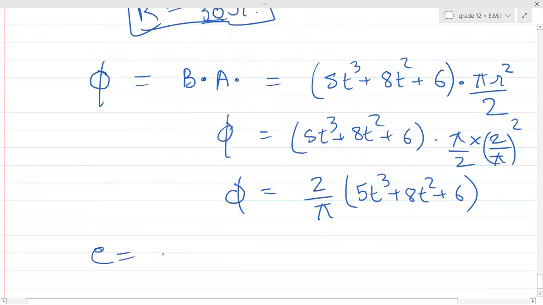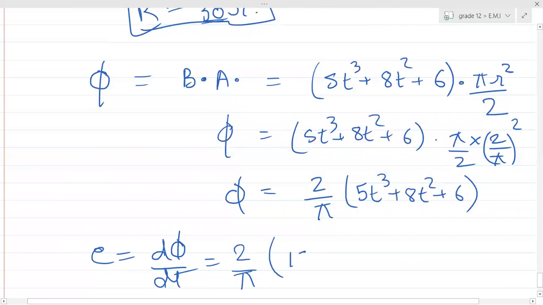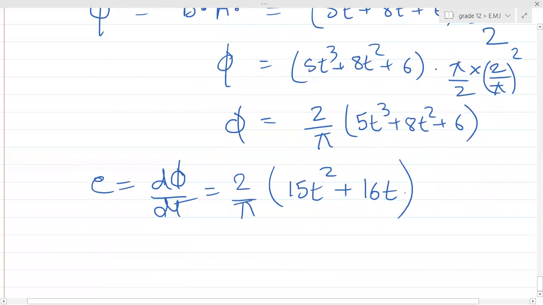What is the EMF then? EMF is basically d phi by dt. So 2 by pi, 15t square plus 16t, and the final answer is, what they asked, what is the current?